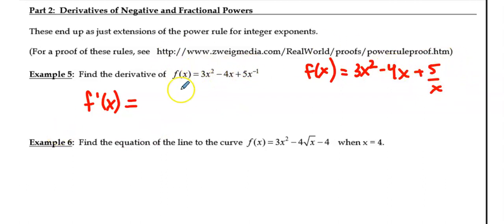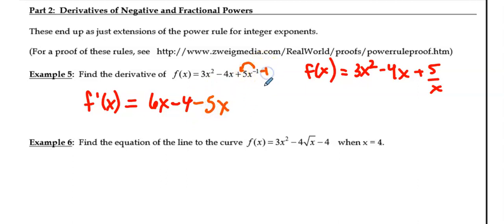So just like before, we're going to move the 2 down and multiply it by 3. This is going to give us 6x to the first, which is really just 6x. Again, ladies and gentlemen, we have a negative constant times x, so that derivative is just going to be the constant, so just negative 4. And then we're going to do the same thing here. We're going to move the negative 1 down and multiply it by 5. So this is going to be a negative 5x, and you just want to be very careful.